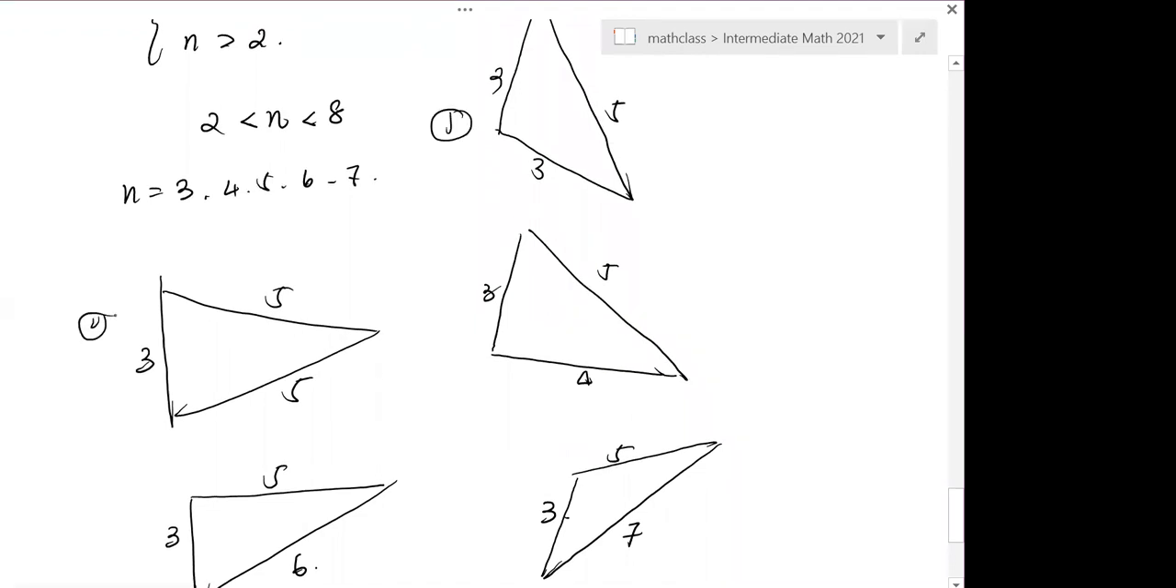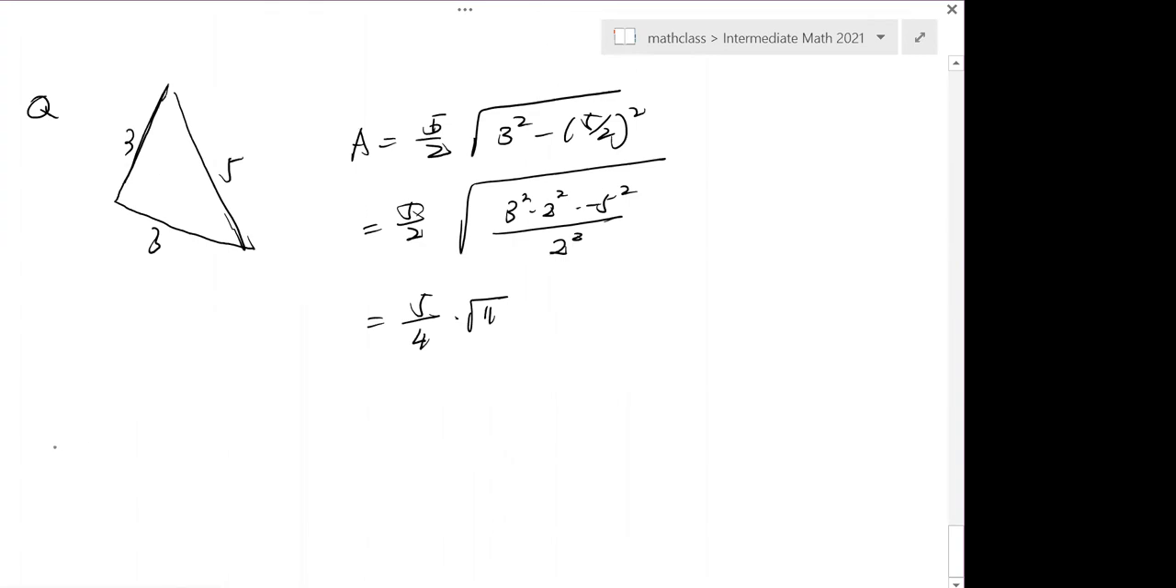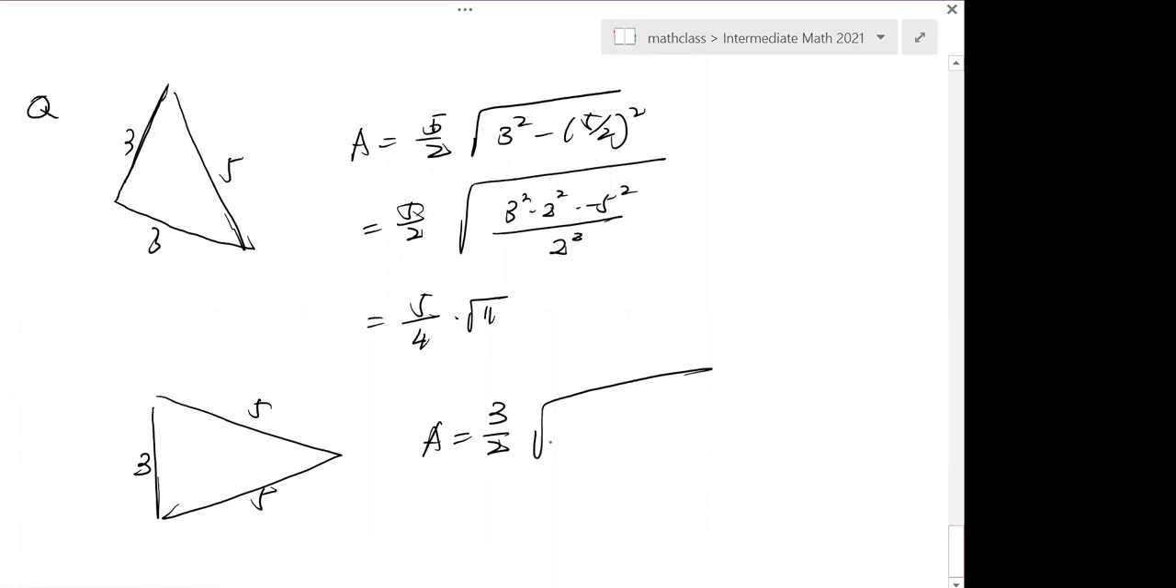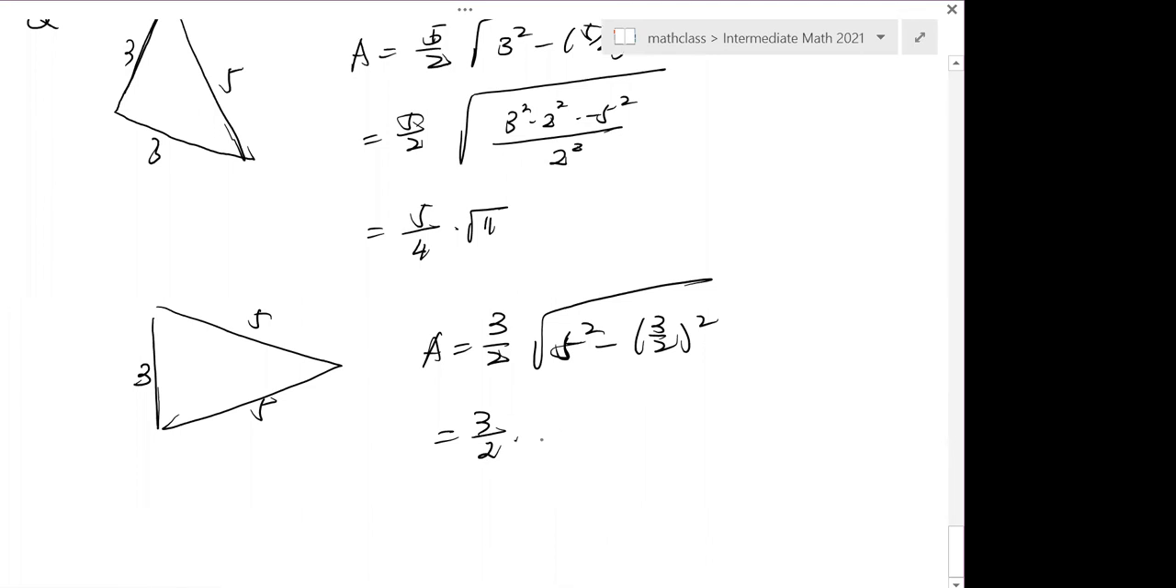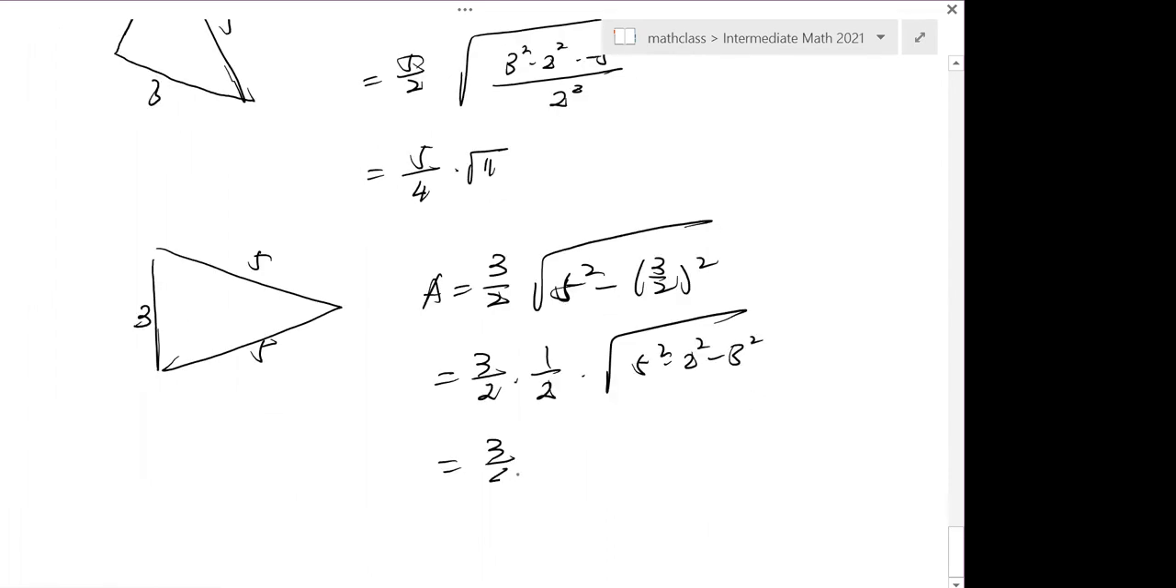The second one is 3, 5, 5. In this case, the base is 3. Here's 5 squared minus 3 over 2 squared. Again, I take 2 out, and here's 5 squared minus 3 squared, and we already did this. Again, this is 3 over 4, 100 minus 9, that's square root 91. Now, are you able to compare which one is larger?